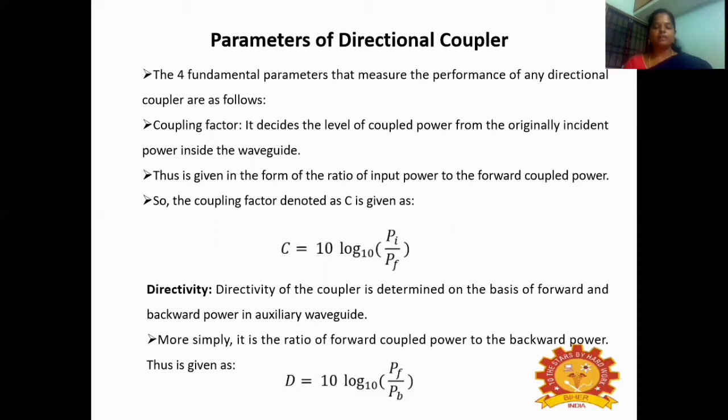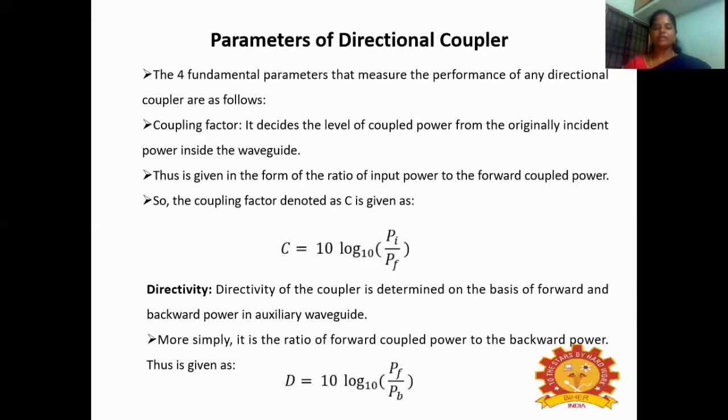Then we will discuss directivity. The directivity of the coupler is determined on the basis of forward and backward power in the auxiliary waveguide. We can define directivity as D is equal to 10 log 10 of Pf divided by Pb. Here Pf is called the forward coupled power and Pb is called the backward power.